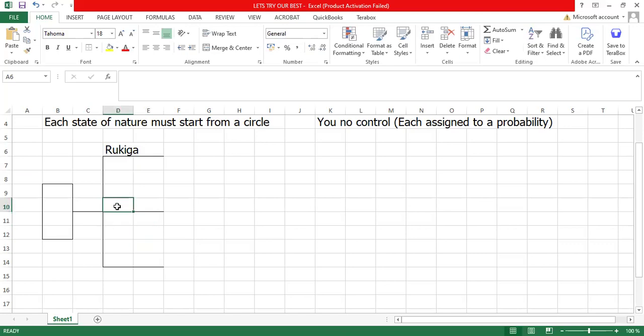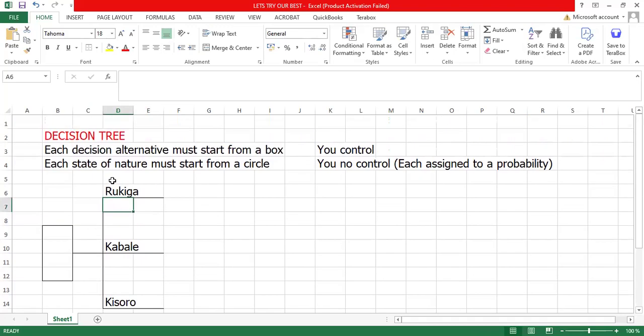Then the next one is Kabare. Ruchiga was separated from Kabare. Then here is Kisoro, which is after Kabare. Some of you needed to visit these districts. These are decision alternatives. You will never find a probability on your decision alternative. Never.